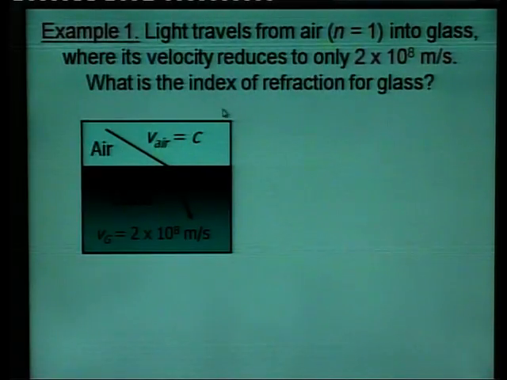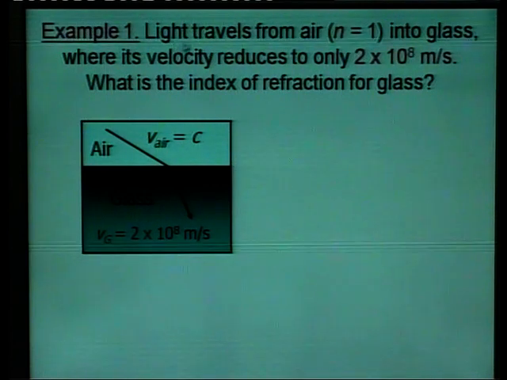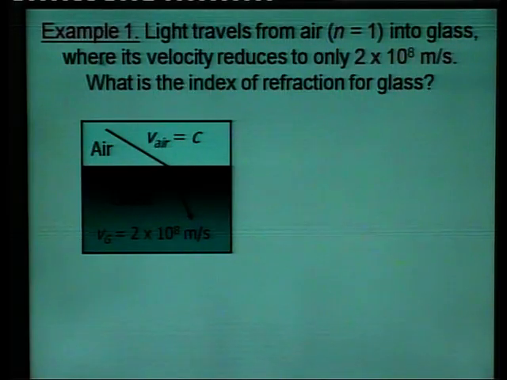Now let's solve a few examples. Example 1: light travels from air into glass, where its velocity reduces to only 2 into 10 raised to the power 8 meter per second. What is the index of refraction for glass? So the velocity of light in glass is given as 2 into 10 power 8 meter per second, and the refractive index of air is also given, this is 1. What we have to find is the refractive index for glass.